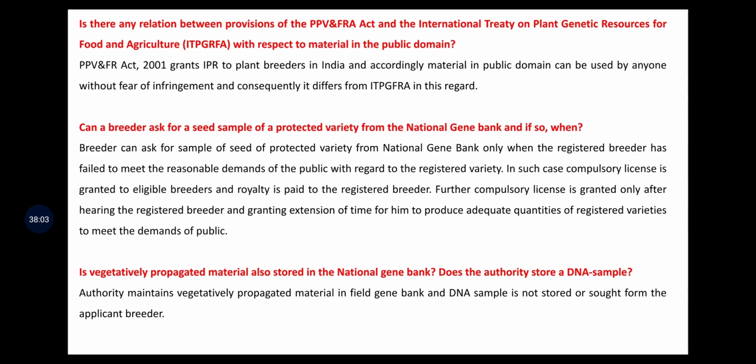Can a breeder ask for a seed sample of a protected variety from the National Gene Bank, and if so, when? Yes, definitely a breeder can ask. A breeder can ask for a sample of seeds of a protected variety from National Gene Bank only when the registered breeder has failed to meet the reasonable demand of the public with regard to the registered variety. In such case, compulsory license is granted to eligible breeders and royalty is paid to the registered breeder.